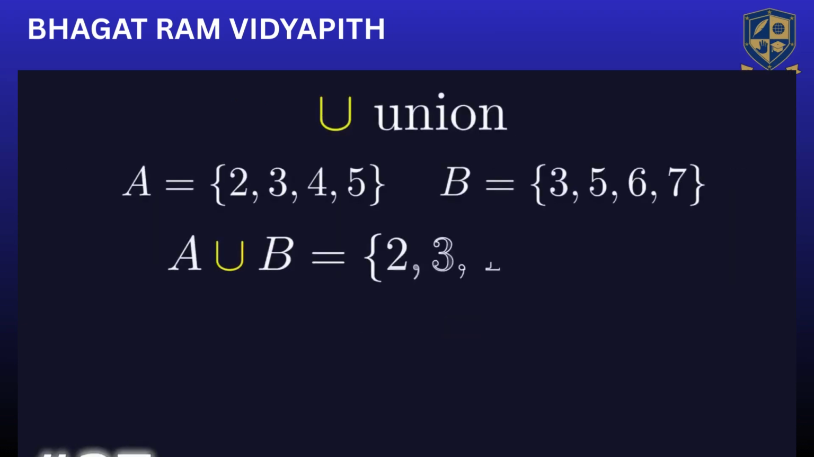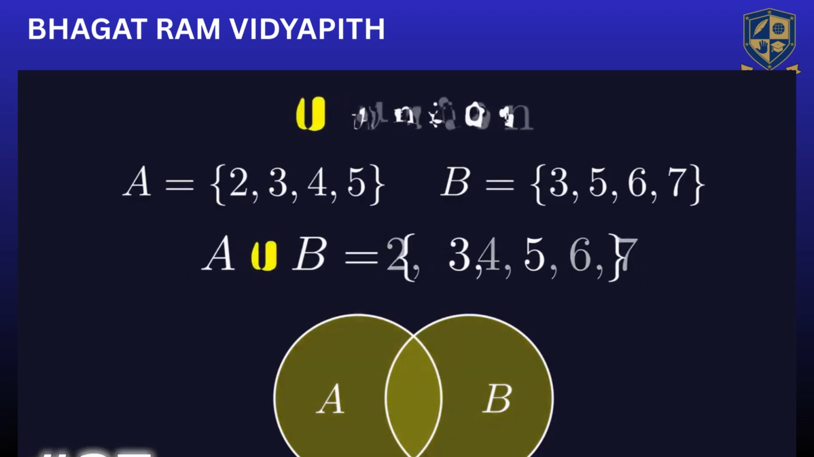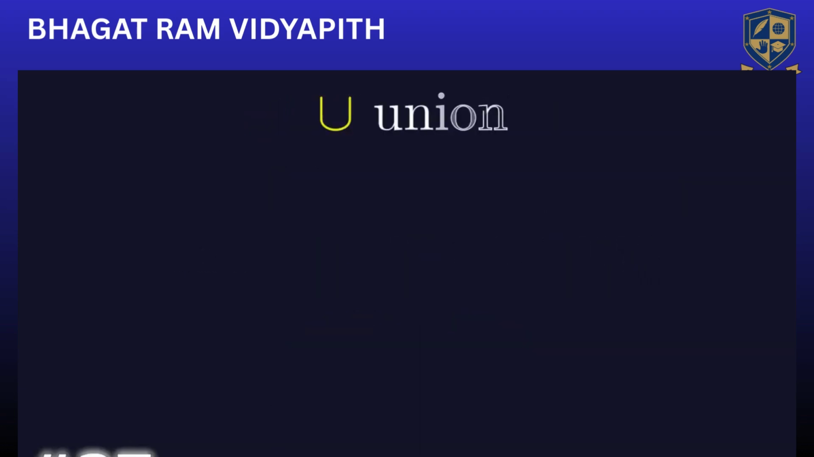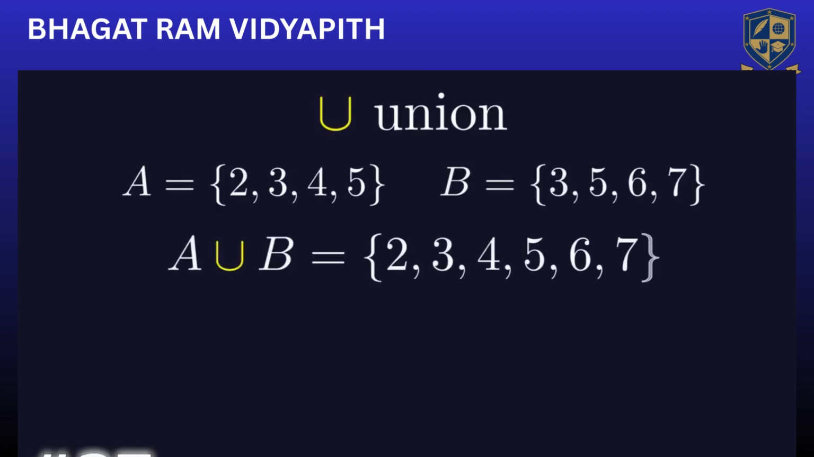Intersection denotes another operation of combining. Union represents an operation of combining two sets, which results in another set containing all unique elements from both sets.